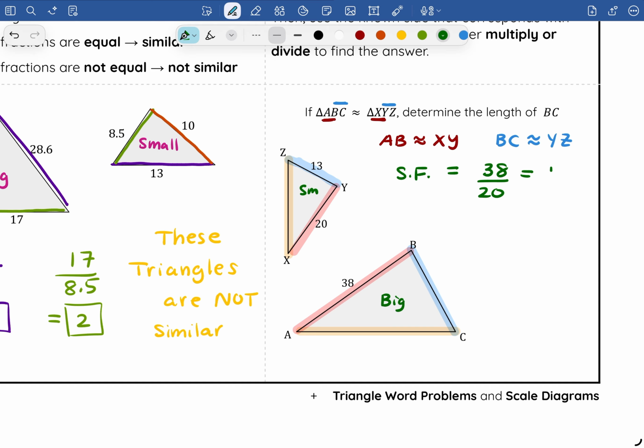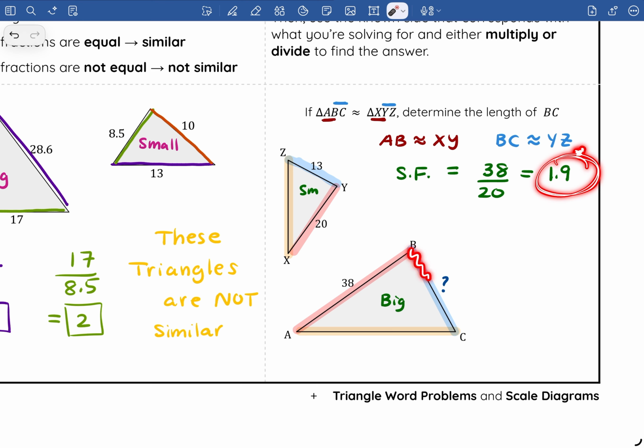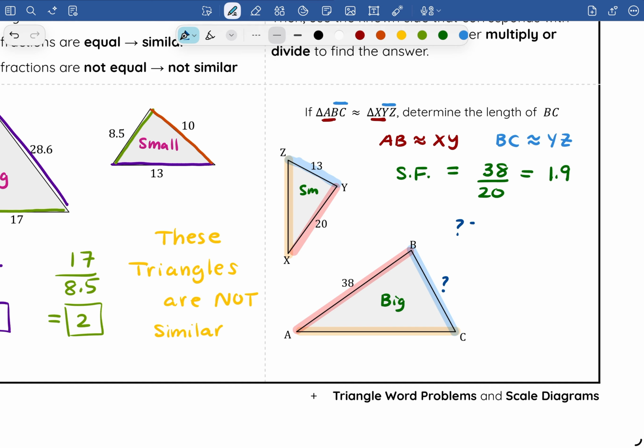And what we get is a scale factor of 1.9. So we're saying that technically this big triangle is 1.9 times bigger than the small one. And so then we have to see what the question was actually asking us. It said to find the length of BC. So we want to figure out what this is, which means to get started, we're either going to multiply or divide by our scale factor, but we need to pick the side that corresponds with this and for which we actually know something about. So we know that this one here is 13. So we're going to start with that number.